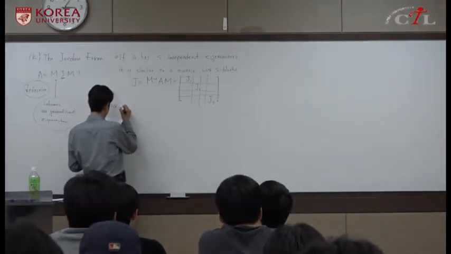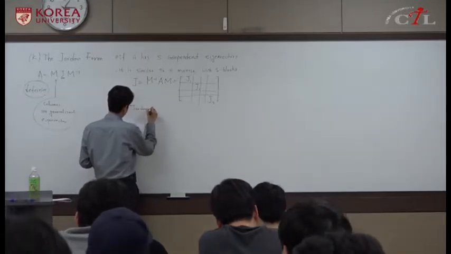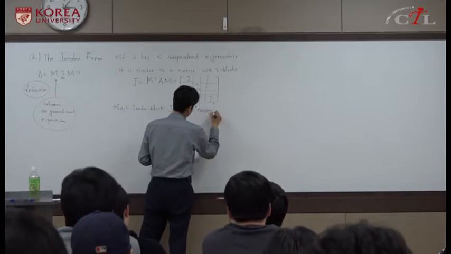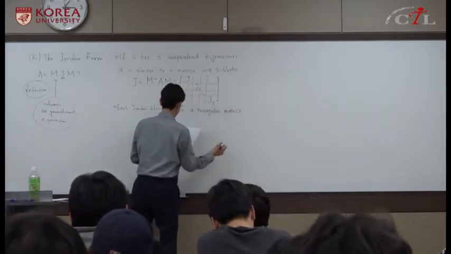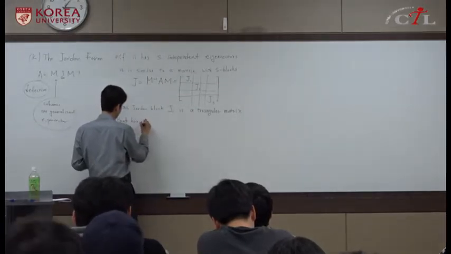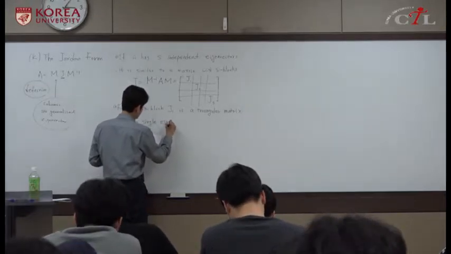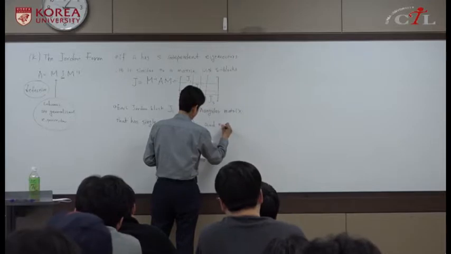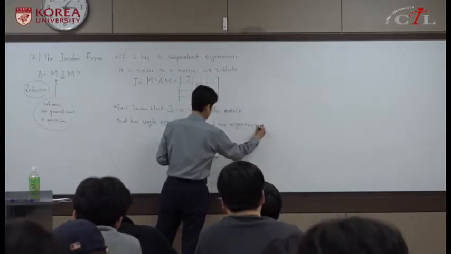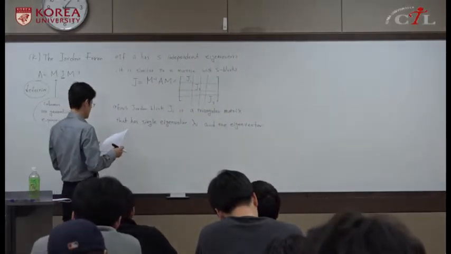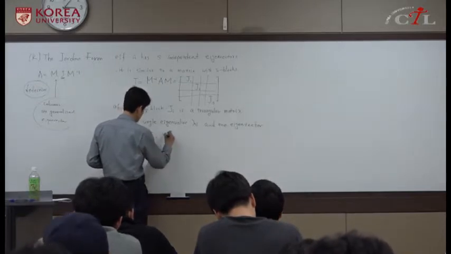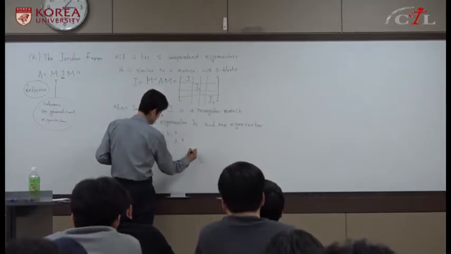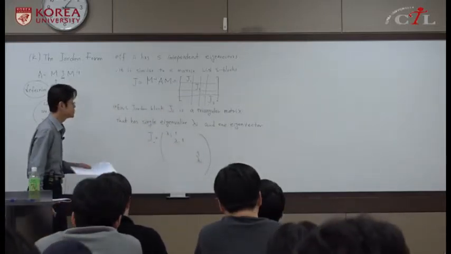Each Jordan block J_i is a triangular matrix that has a single eigenvalue and only one eigenvector. So Jordan block J_i has lambda_i on the diagonal, and 1s on the superdiagonal, and all other components are nothing. This is a Jordan block.